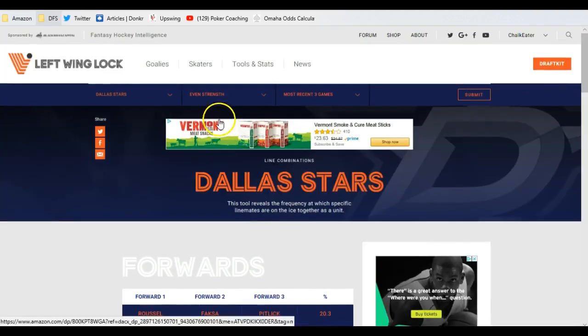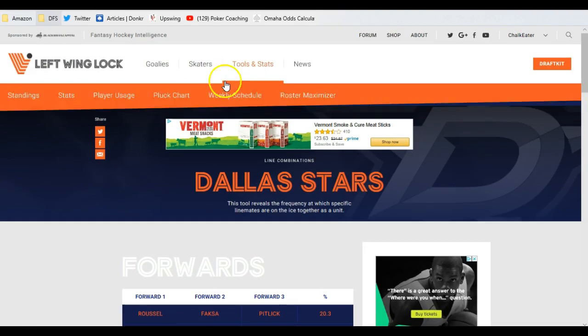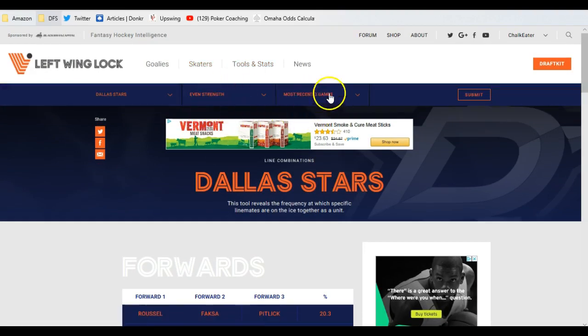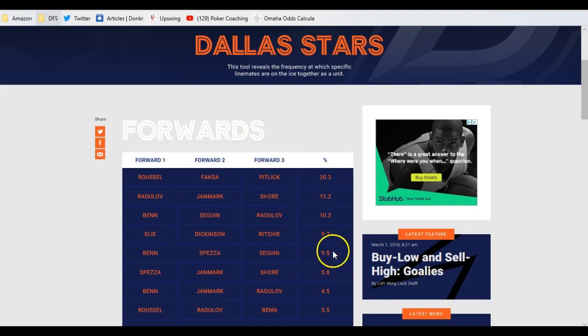That's what you use Left Wing Lock for, one of the great reasons why you can pull down the club you want to look at. You can pull down even strength or power play or penalty kill, recent 3 games, click submit, and take a look at the percentages. That's how you rock that stat. That's how you rock the usage of this tool, okay?